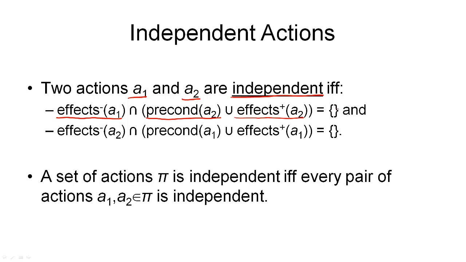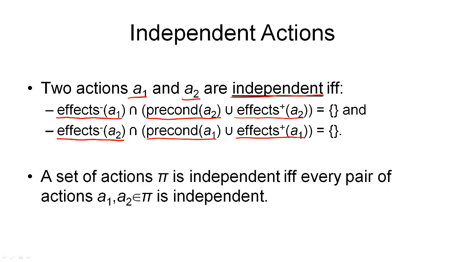Or in other words, the negative effects of the first action must not be a precondition or a positive effect of the other action. And the first condition states this for the negative effects of A1, and the second one is simply the symmetric case for the negative effects of A2, which must not be preconditions of A1 or positive effects of A1. That's what it means for two actions to be independent.